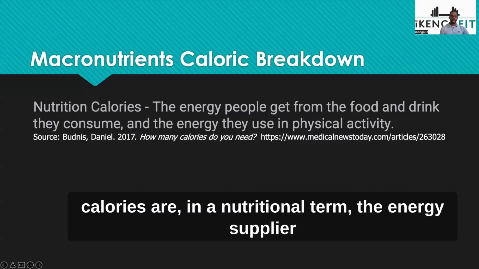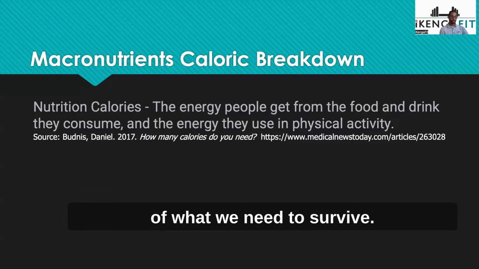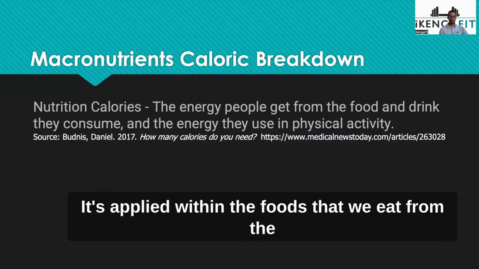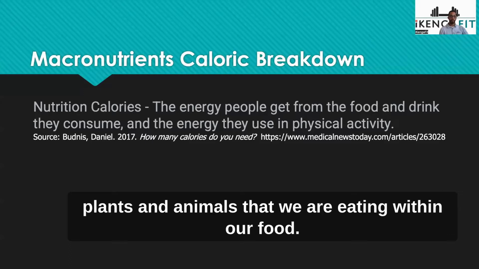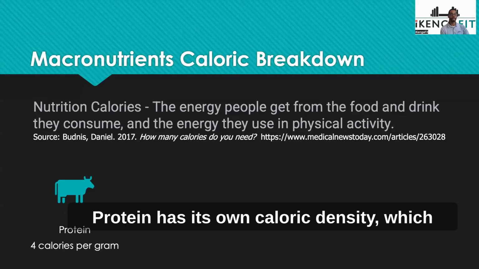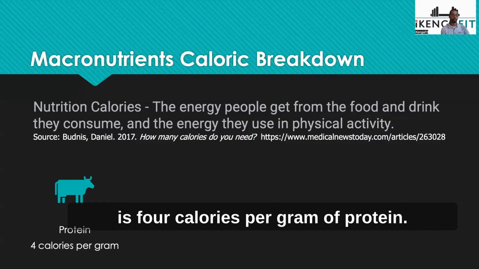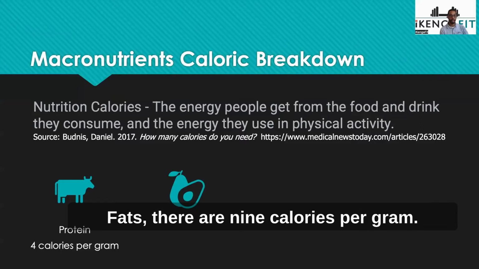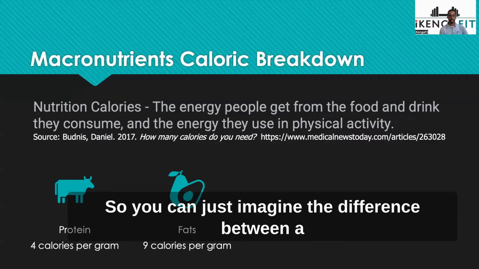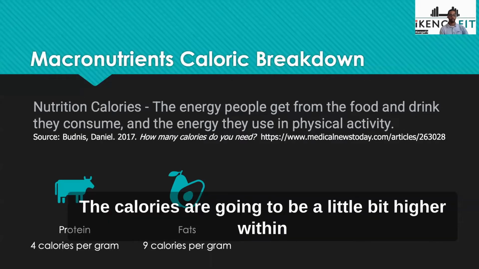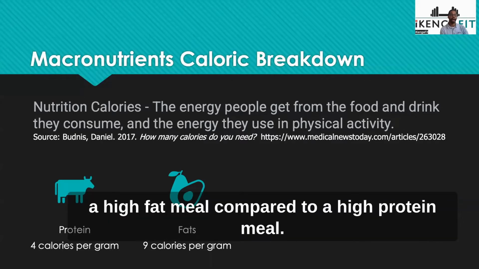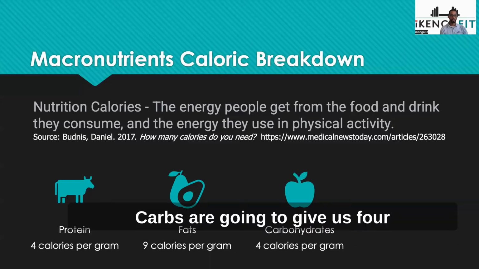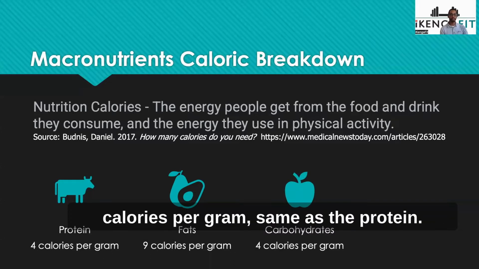Before we actually get into the breakdown of this, I just want to let you all know that calories, in a nutritional term, are the energy supplier of what we need to survive. And it's supplied within the foods that we eat, from the plants and animals that we are eating. Protein has its own caloric density, which is 4 calories per gram of protein. Fats have 9 calories per gram. So you could just imagine the difference between a high fat meal and a high protein meal. The calories are going to be a little bit higher within a high fat meal compared to a high protein meal. Carbs are going to give us 4 calories per gram, same as the protein.